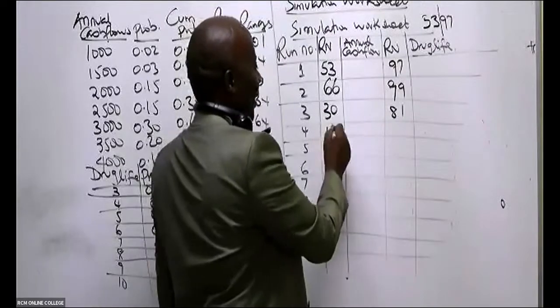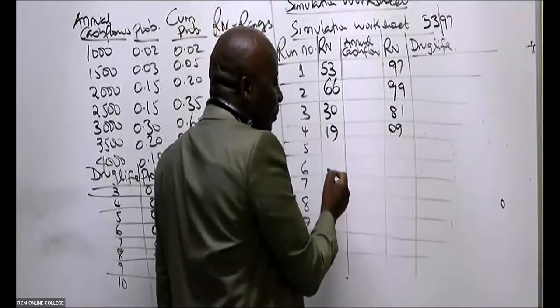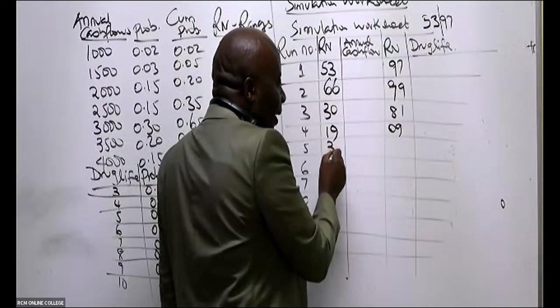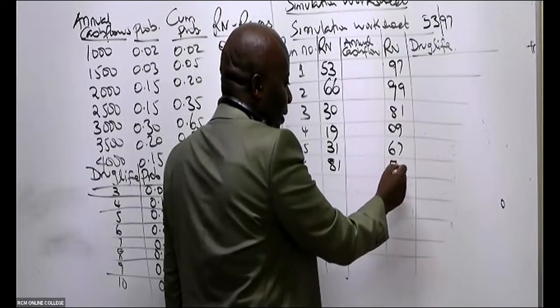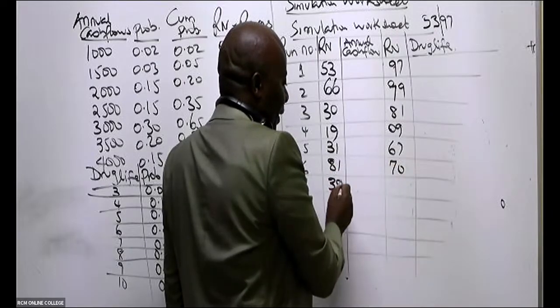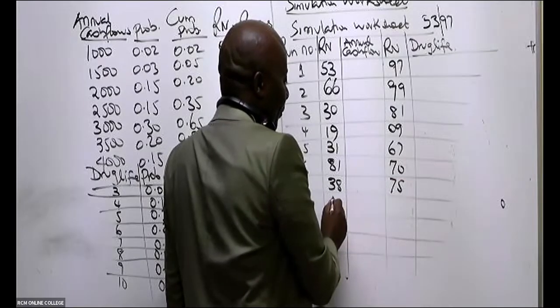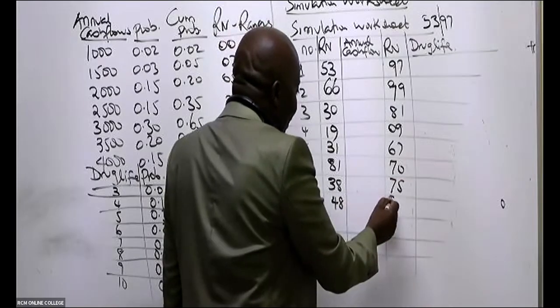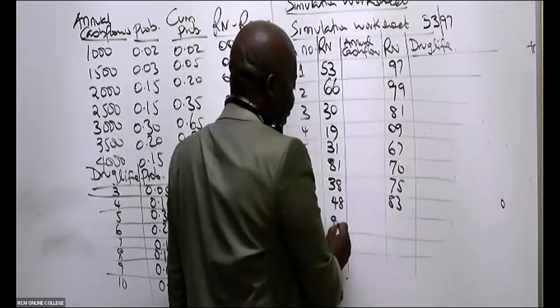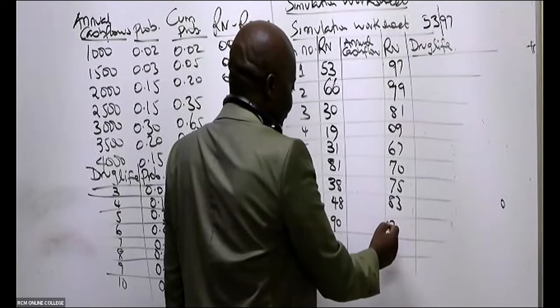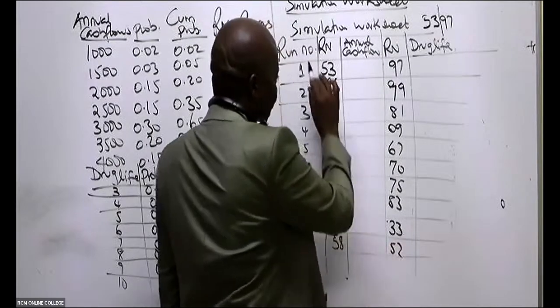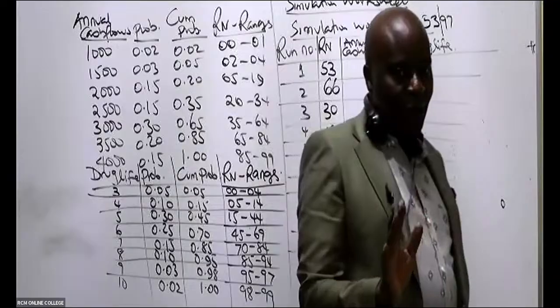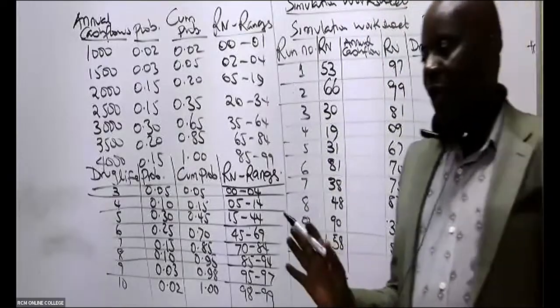1909. 3167. 81. 70. 38. 48. 83. 90. 13. 33. 58. And they told us to do only 10 runs. In the question, they told us to do 10 runs. So please write up to here.